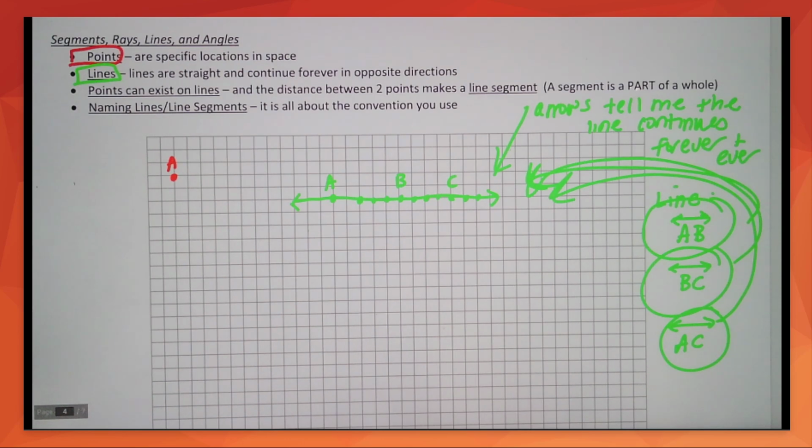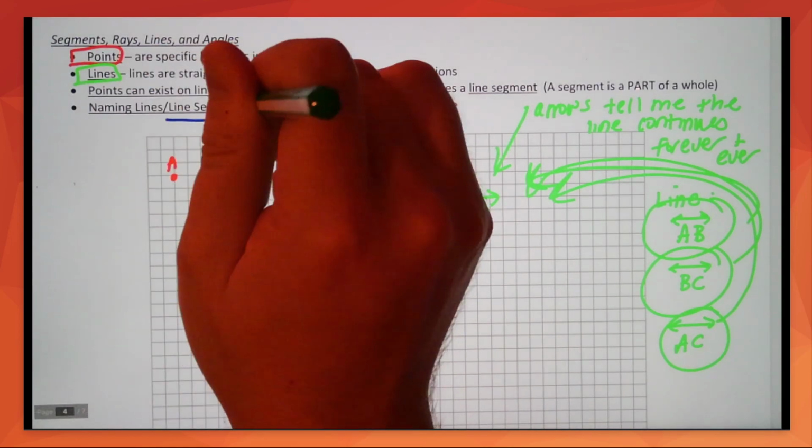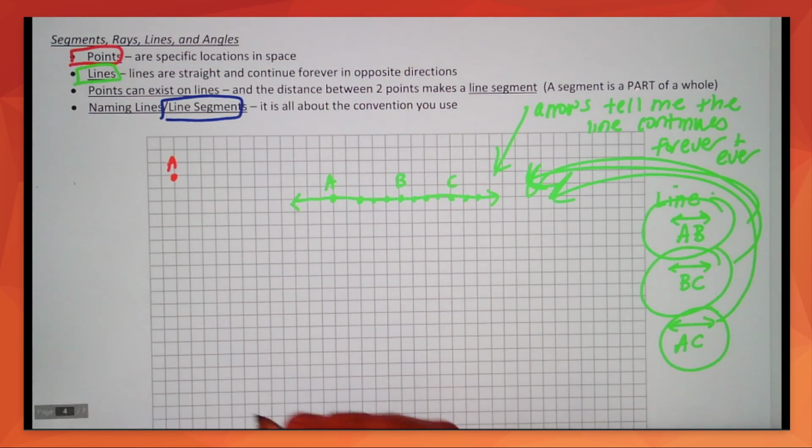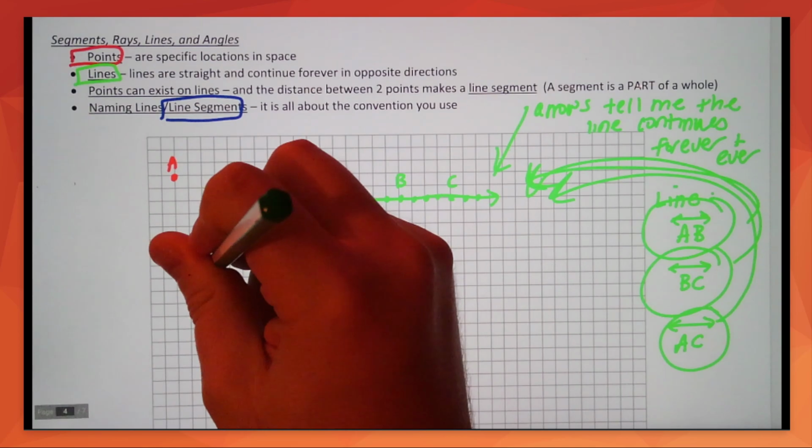So we're going to translate segments now into geometry and how a segment can be a part of a line. I'm going to switch colors. We're going to do this one in blue. We're talking about line segments here. And so here's a line.